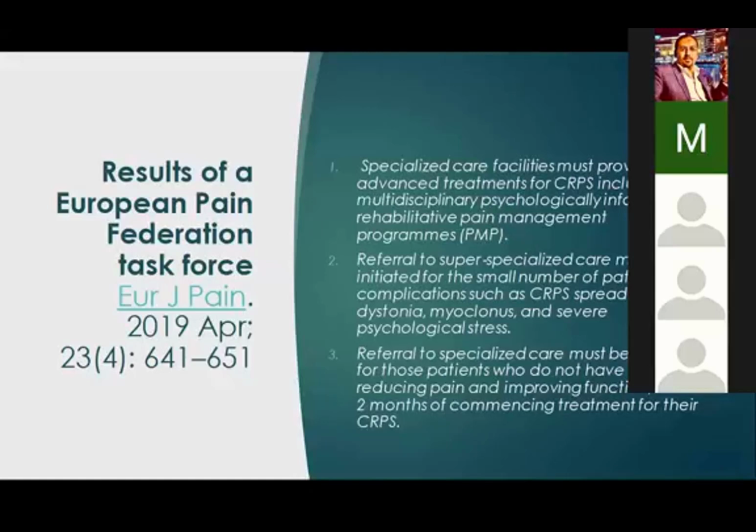Referral to a super specialized center must be initiated for a small number of patients with complications such as CRPS spread. I mean, the CRPS is not only affecting one limb, you might find it affects the whole body or four limbs or whatever. So the patient can become completely incapacitated. Fixed dystonia, myoclonus, and severe psychological stress.